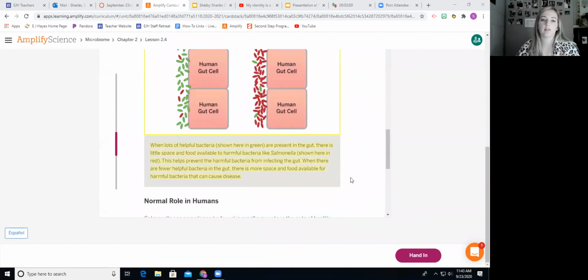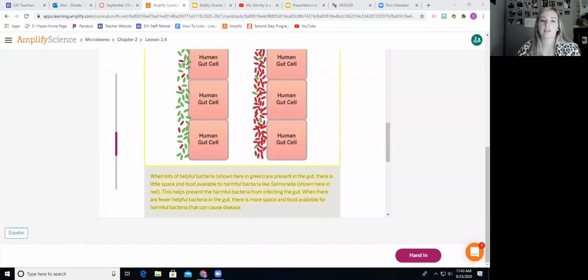Last little paragraph. When lots of helpful bacteria, shown here in green on the left, are present in the gut, there is little space and food available to harmful bacteria like Salmonella. This helps prevent the harmful bacteria from infecting the gut. When there are fewer helpful bacteria in the gut, there is more space and food available for harmful bacteria that can cause disease.